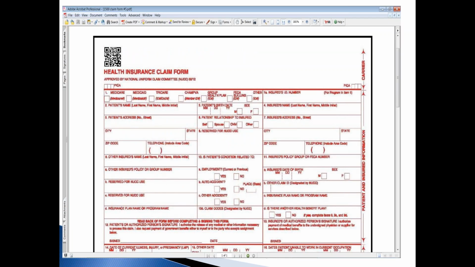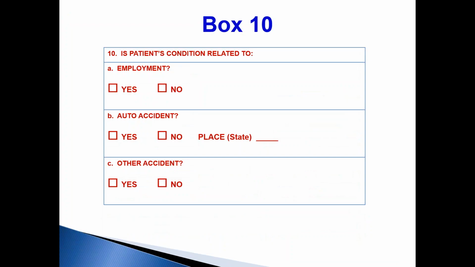It even says it on the form. If you look in box 11D, it says, is there another health plan? You have to check yes and put the Geico, Allstate, State Farm insurance information on the form and say, yes, this condition was related to the accident.